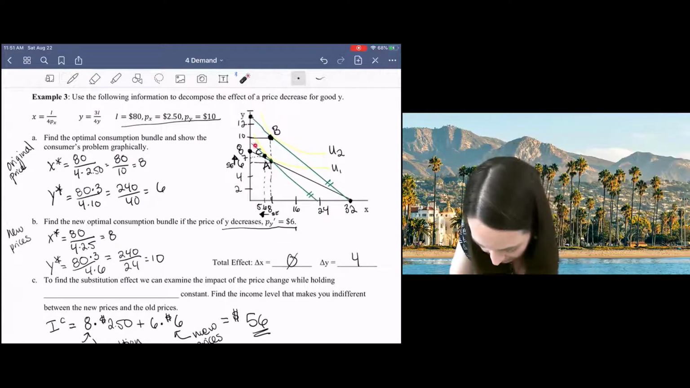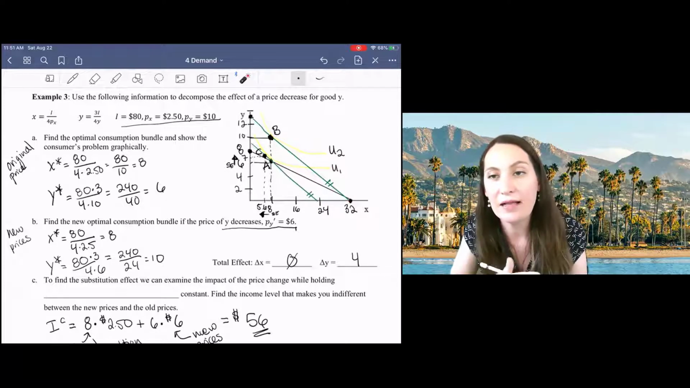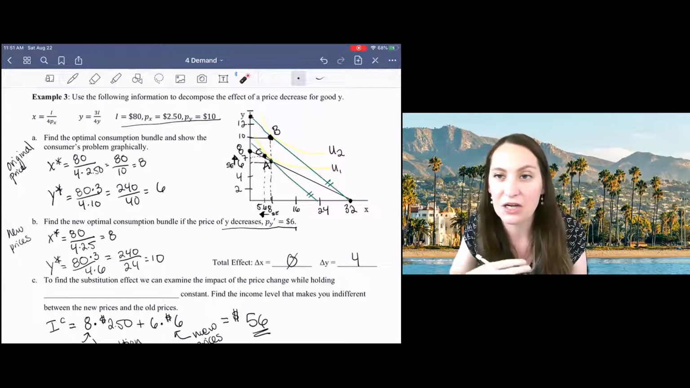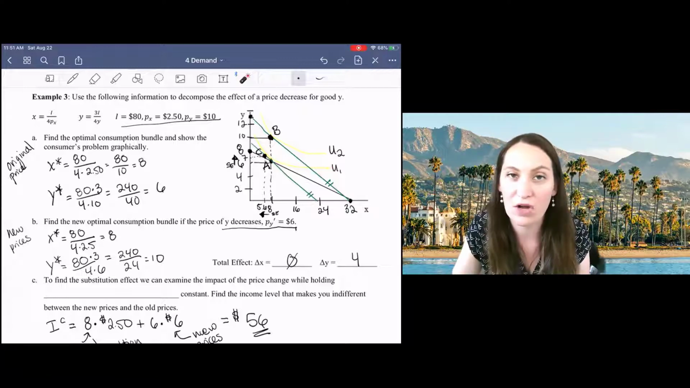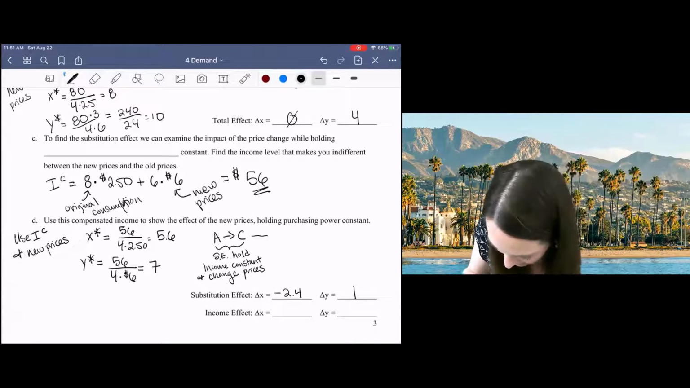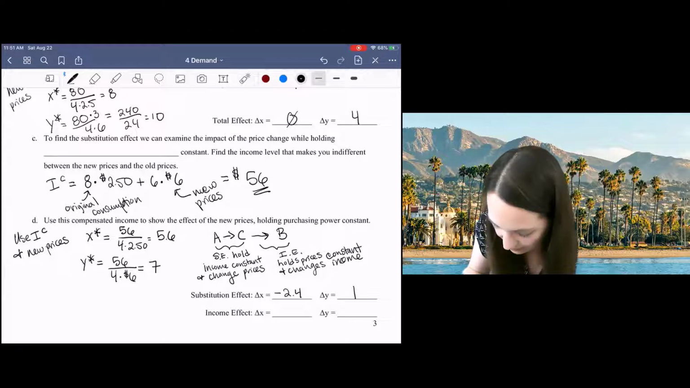And then as I move from point C to point B, you'll notice these lines are parallel. In other words, the prices are the same. The only difference is a change in income, a change in our real purchasing power. So as I move from C to B, this change represents the income effect, which holds prices constant and changes only income or real purchasing power.